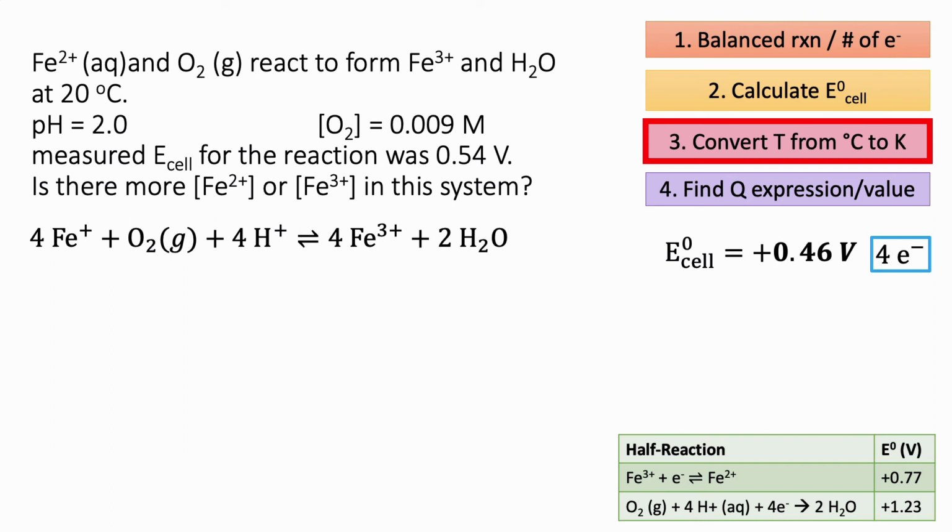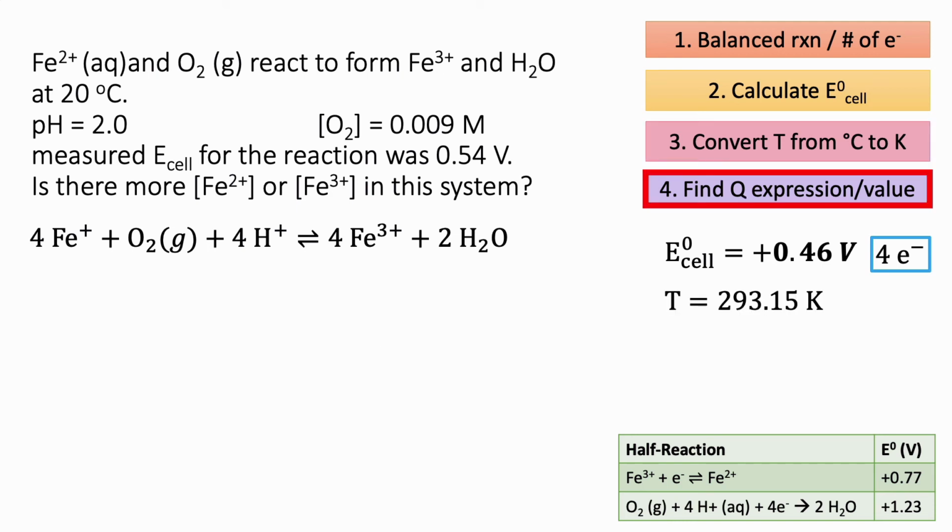What we're going to do now is make sure our temperature is in Kelvin. We're operating at 20 Celsius, which gives us a temperature of 293.15 Kelvin. Now we're going to find the Q expression. For this, what we need to do is put the concentrations of all our products, divide that by the concentrations of our reactants.